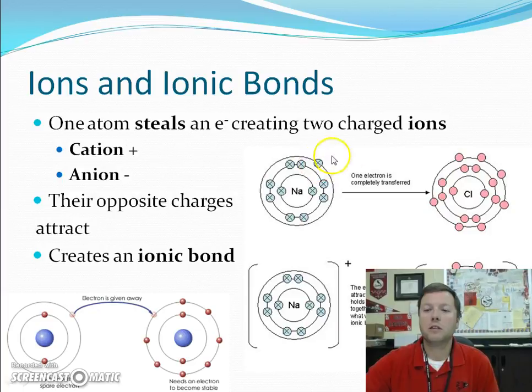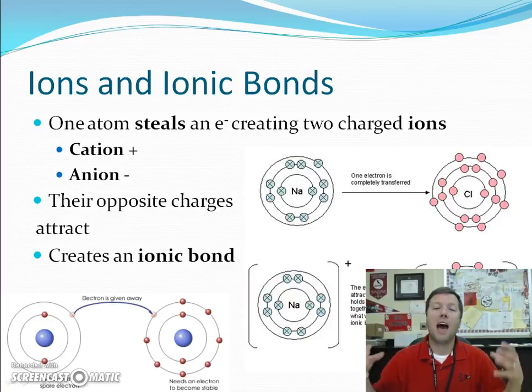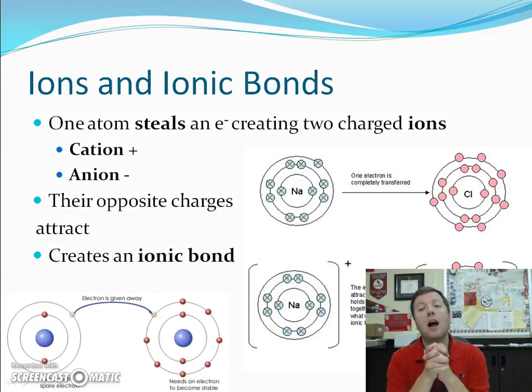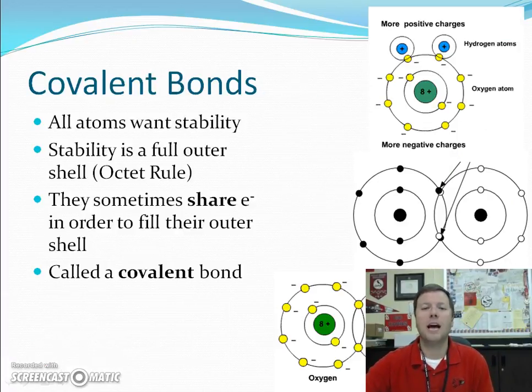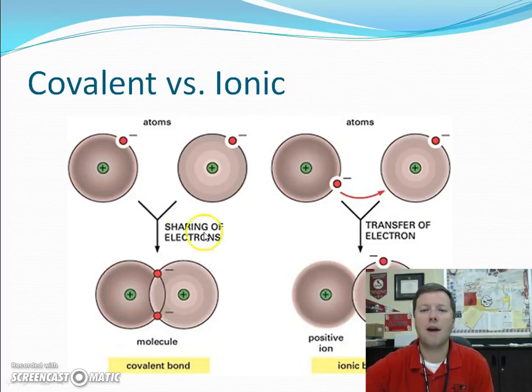Sodium is willing to give one away. Chlorine is willing to take one on. So all of a sudden you have sodium chloride, or what's known as table salt. That makes sodium a cation, makes chlorine an anion, but now they're connected. They're now an ionic compound or a crystal of some sort, as opposed to the covalent compounds on the last slide, which are molecules. So here's a nice little graphic to sum it up.